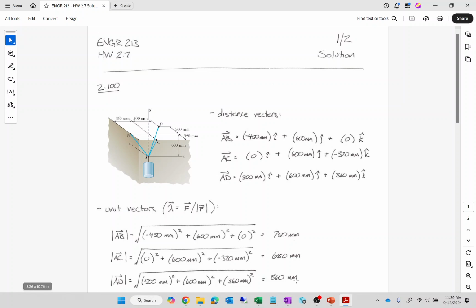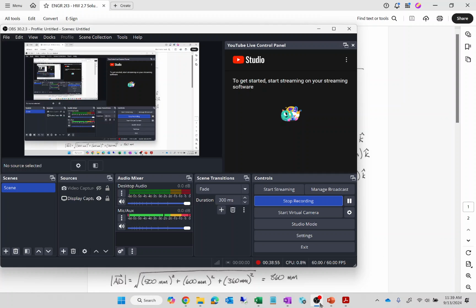Can I use 2 different calculators? That's okay. I have no problem with that.